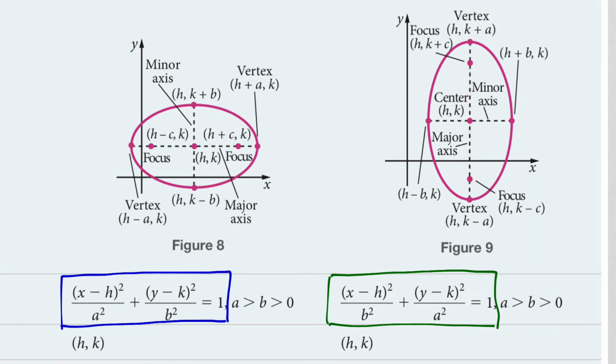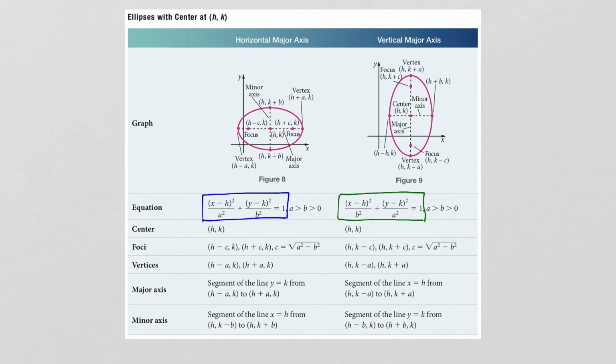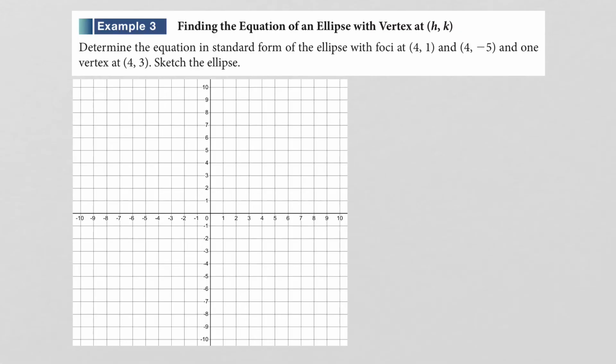And then the major and minor axes are both calculated using a and b, just like before. So let's take a look at another example. In this example, they want us to determine the equation in standard form of the ellipse with foci at (4, 1) and (4, -5), and one vertex at (4, 3). Also sketch the ellipse. Well, I'm going to sketch the ellipse from the beginning.